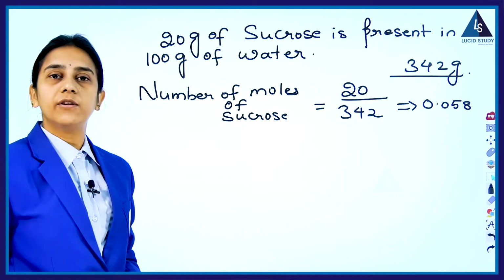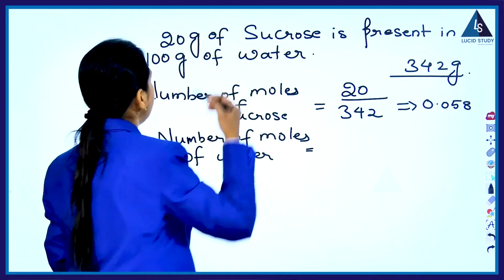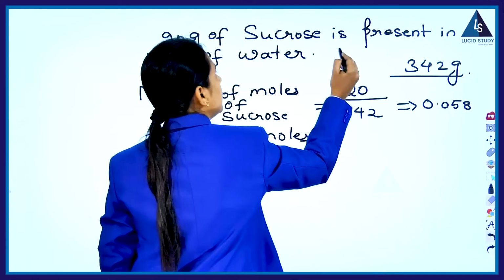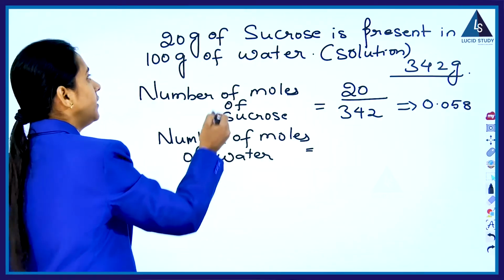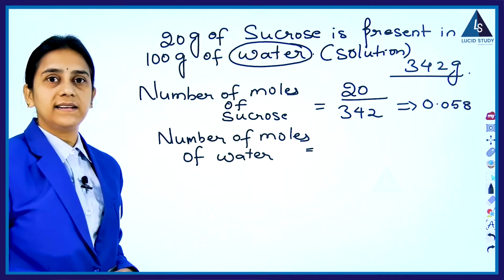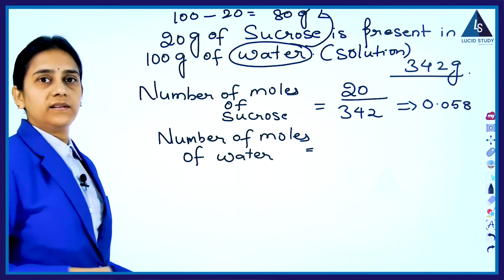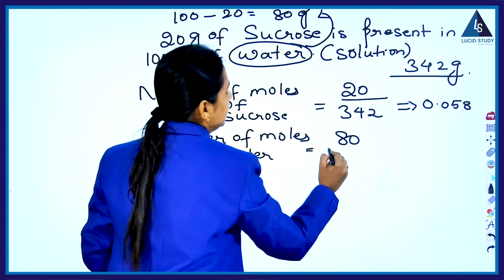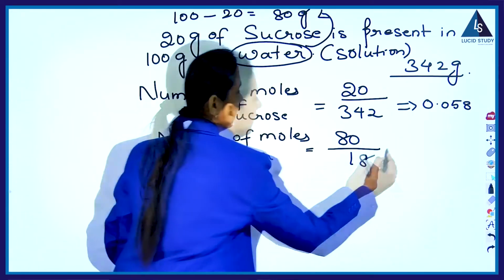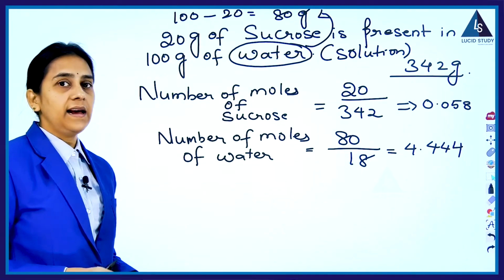Now, calculate the number of moles for water, that is the solvent. Even that is weight by molecular weight. Weight he has given: 20 grams of sucrose is present in 100 grams of solution. Water is a solvent, so I want the solvent weight now. So 100 minus 20, if I do, I will get the weight of the solvent. That is 80 grams, the weight of the solvent, water. So now I will take 80 divided by the molecular weight of water, that is 18. If you calculate, you will get 4.444. So now we have Na and Nb.